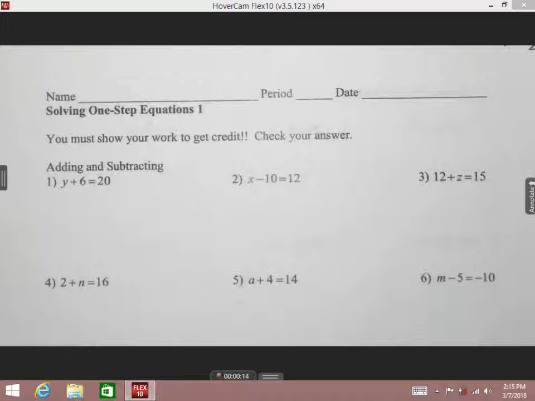Now, guys, here's the deal. I need everyone listening. Today, our learning target is I can solve a one-step equation. Guys, y'all are very intelligent 6th graders. I am well aware that you can do one step in your head. I am well aware that the majority of these problems you can look at and determine the answer.